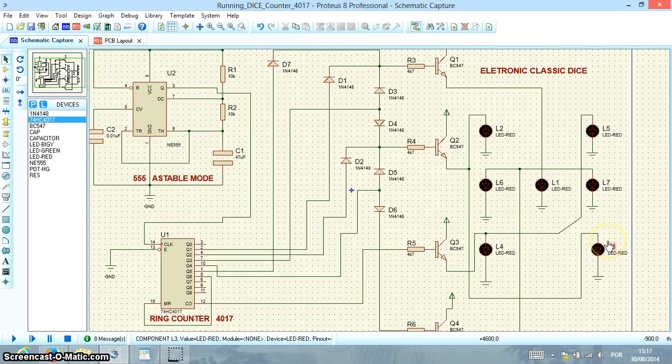We simulate the numbers of a die being played in the following order: 3, 4, 5, 6, 1, and 2. Note that the output of the 4017 chip is sequential, and to demonstrate the wiring connection, let's stop this simulation right here.